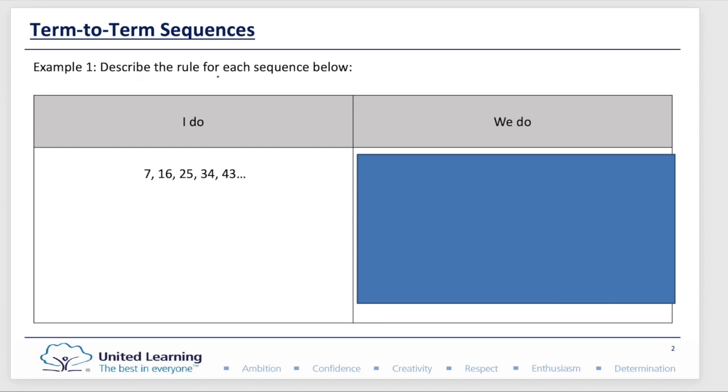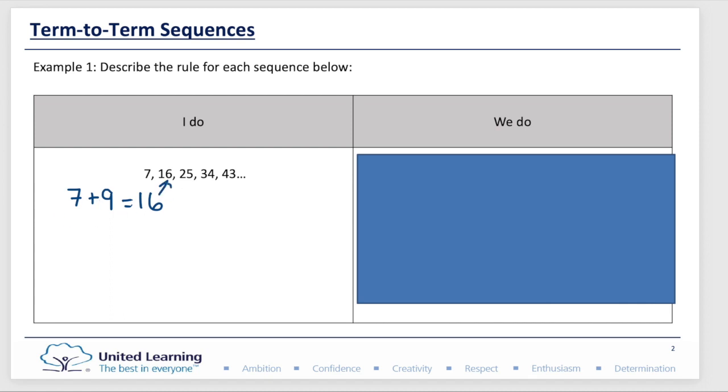I need to describe the rule for each sequence. First thing I'm going to take a look at is I can see that each number is increasing every term, which means we're possibly adding something or multiplying something. I'm going to check for addition first. So I know that 7 plus, think about 7 plus what would get me to 16. Now I'm thinking, if I add 9 on, I get 16. So that's where this number comes from.